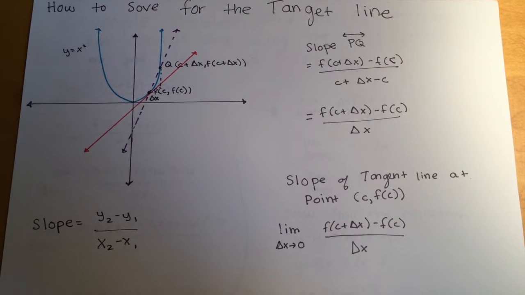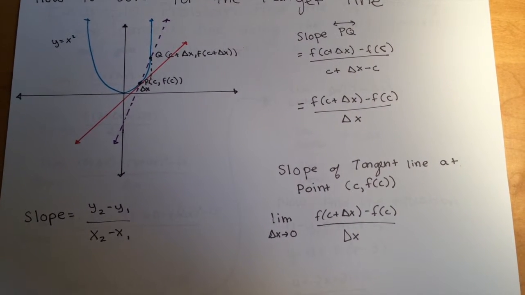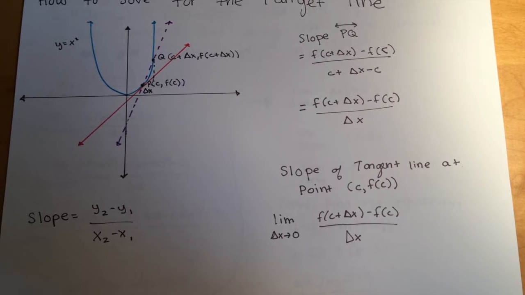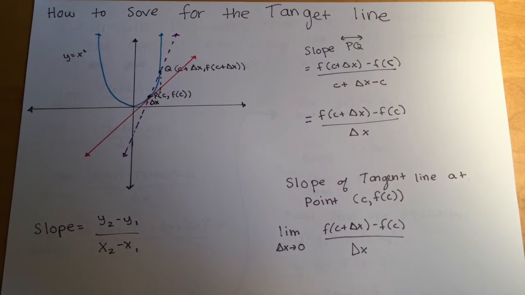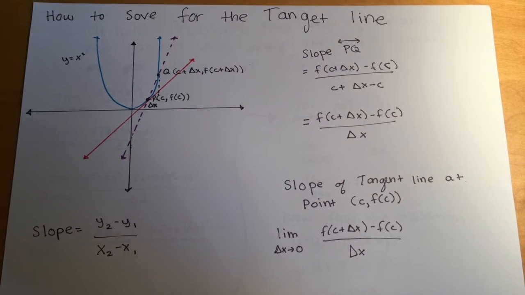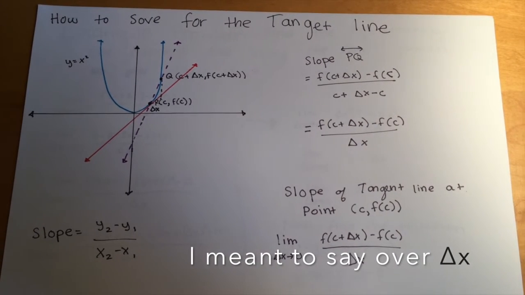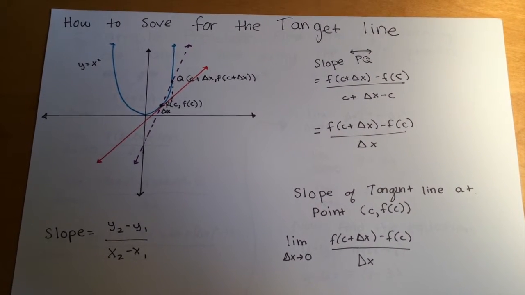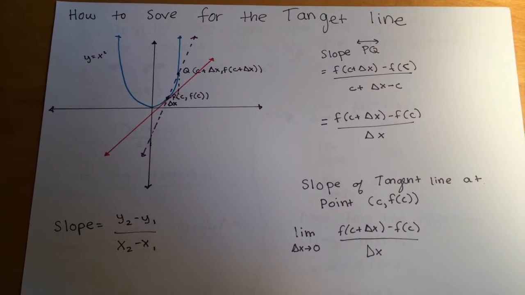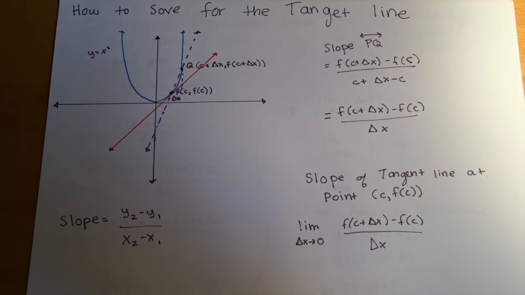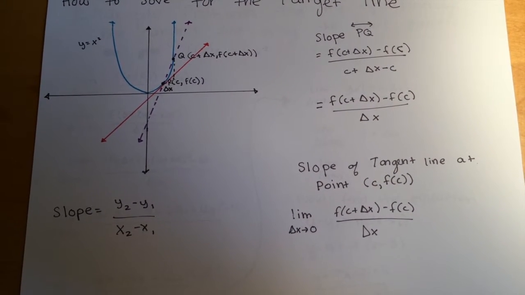So to find the slope between P and Q, we can just plug that in and we'll get f(C plus delta x) minus f(C) over C plus delta x minus C, which will equal f(C plus delta x) minus f(C) over delta x. And so if we want to find the slope at P, which is the slope of the tangent line, which is the red line in the picture, then we want to get that delta x to be super, super small, so that the closer and closer P and Q are, the more accurate.